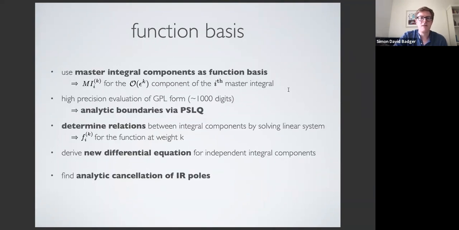So our plan for the function basis was to use the master integral components as a function basis, but determine the relations between the master integral components, taking into account the shuffle relations between the expanded integrals, and use high precision evaluation, around 1,000 digits, for the boundary terms to determine relations between the master integral components. What we can derive from that is a new differential equation, not for the master integrals, but for the independent components in the expansion of those master integrals in epsilon. And this allows us to find analytically the cancellation of the infrared and ultraviolet poles.